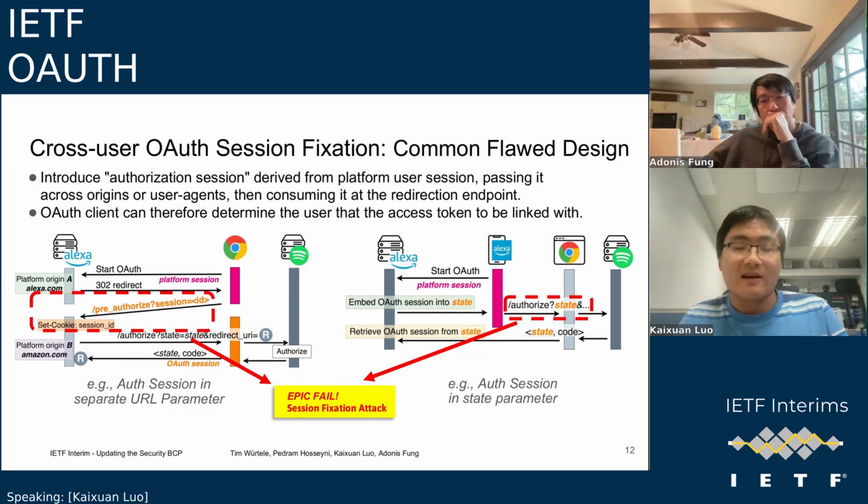Okay, so the other similar design is that it would reuse the state parameter in OAuth, because the state is designed to maintain application state during the OAuth flow. So it would embed a session ID or maybe a full authorization session into the state parameter, and then let the state carry along the OAuth flow, even across origins or user agents. And then at the redirection endpoint, it could extract from the state to know which platform user it is. All right, so these are the two common flawed designs that will both result in the session fixation attack.